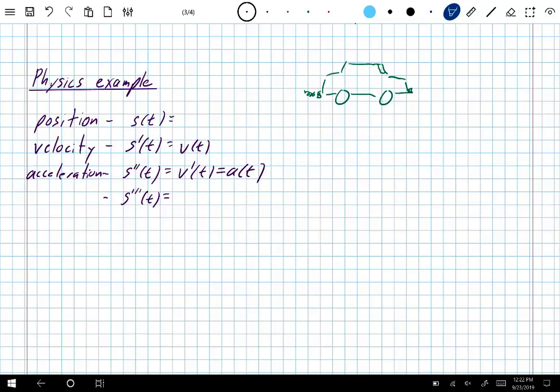And acceleration, we normally just write it as a of t. But it's the second derivative of position. Now, if you want some brownie points to show off that you know something that almost no one knows, there is a third derivative of position. And it has a name.